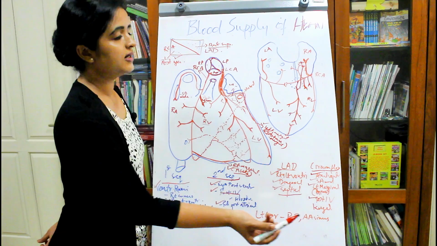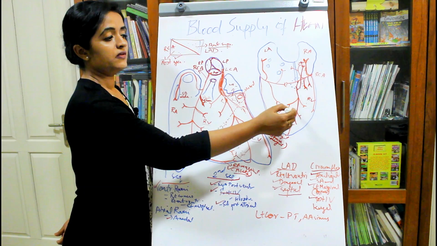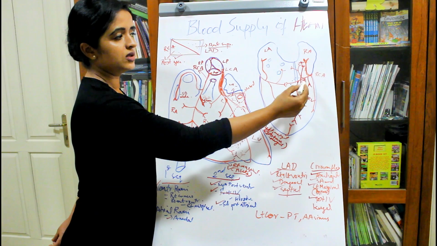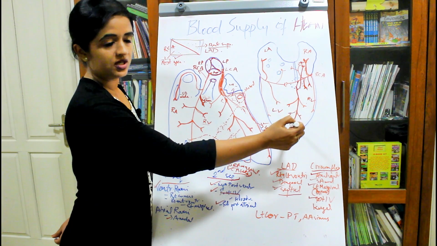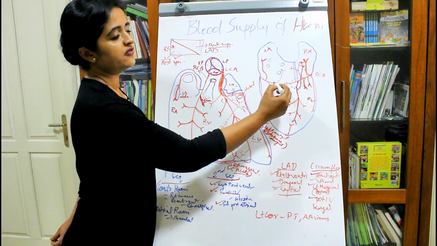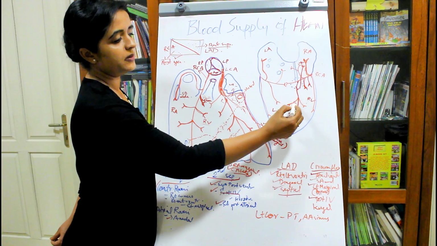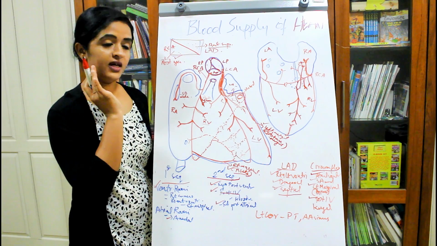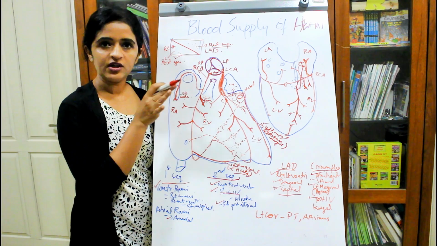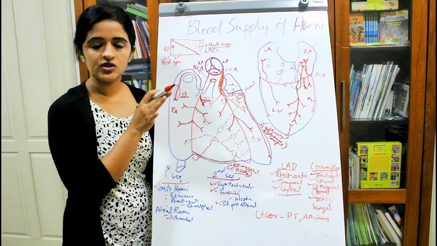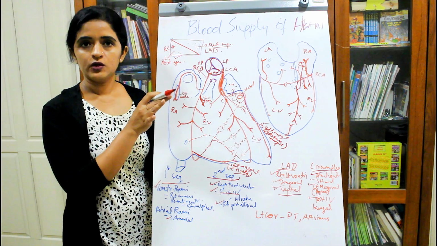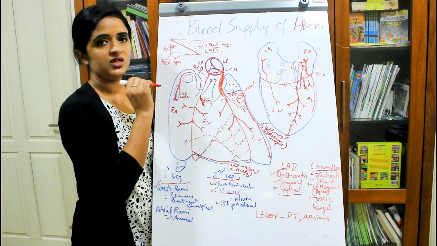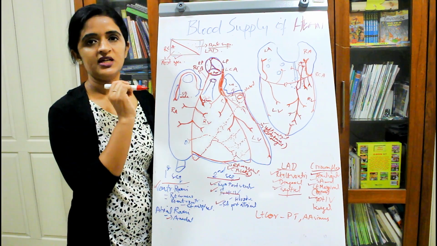Sometimes you might get the posterior interventricular branch coming from the left coronary artery. So the right coronary won't be giving the posterior interventricular branch. Instead, the left coronary will go like this and will be lying in the posterior interventricular groove. So that is one option. In the majority of the population, the posterior interventricular branch is coming from the right coronary, but in some cases you can expect the posterior interventricular branch coming from the left coronary.